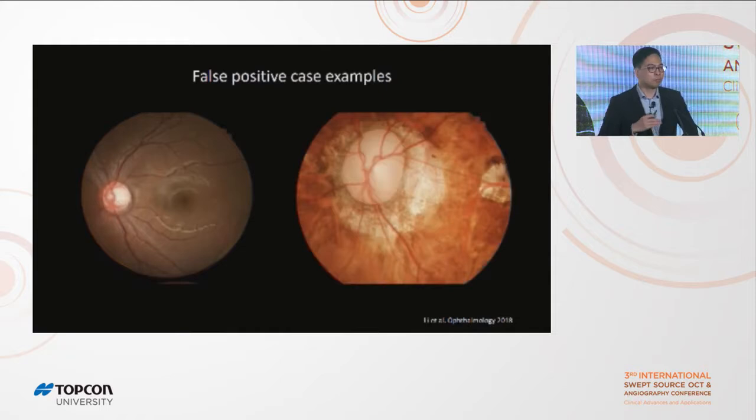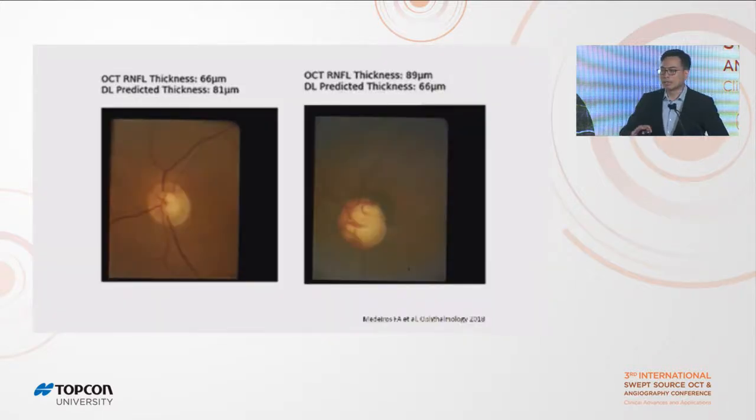There are also false positive cases, where in eyes with large optic discs, where you have a large cup, the eye could be falsely labeled as glaucoma. And again, in eyes with myopia, AI would fail to identify the true diagnosis. And these are, again, case examples from the paper by Medeiros. In this paper, he used fundus photographs to predict average retinal fiber thickness, and we are looking at examples demonstrating underestimation and overestimation of the retinal fiber thickness in these two cases.